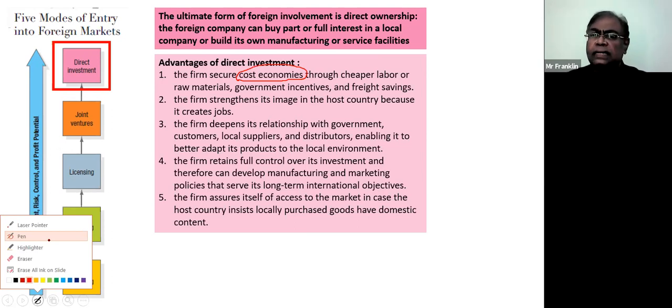All right, one. Second, the firm strengthens the image in the host country because it creates jobs. Because you're creating jobs, it gets an image in that particular country, and the firm deepens the relationship with government, local suppliers, and distributors, enabling it to adapt its product to the local environment. And then supply chain. Companies want to be in the country where there's a supply chain, so you don't have to spend a lot of money to bring the product in. So that's also a reason they're looking at it.